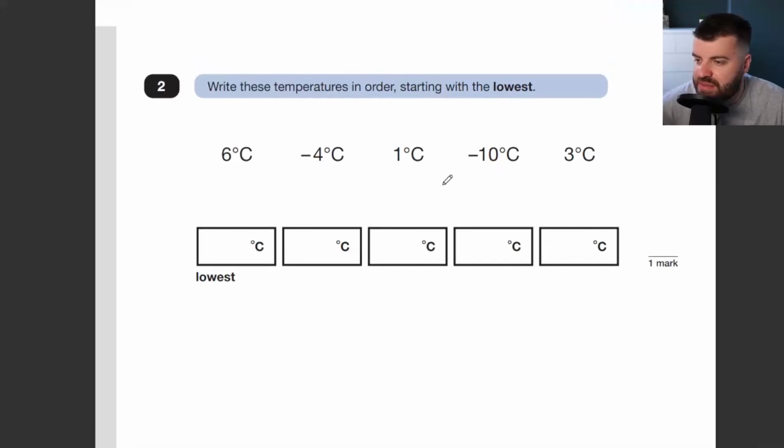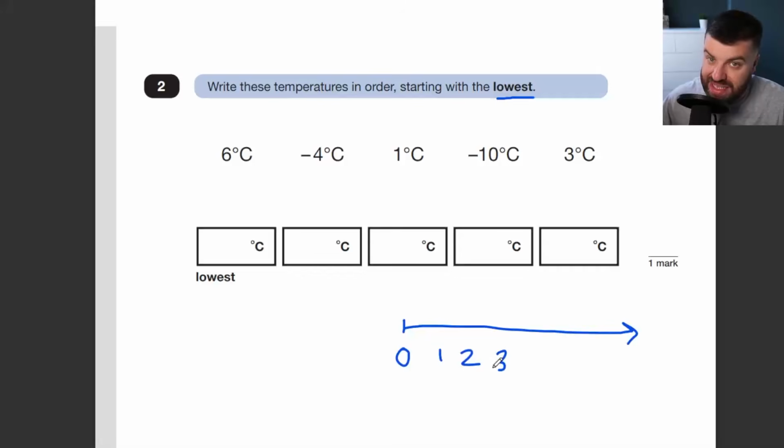Question 2, write these temperatures in order starting with the lowest. Now, they've been very kind here and literally said lowest instead of just ascending or descending order. Now, this is about negative numbers. And if we think about negative numbers, we have a 0 here. And then as we increase, numbers obviously just go up normally. 0, 1, 2, 3, pretty standard.